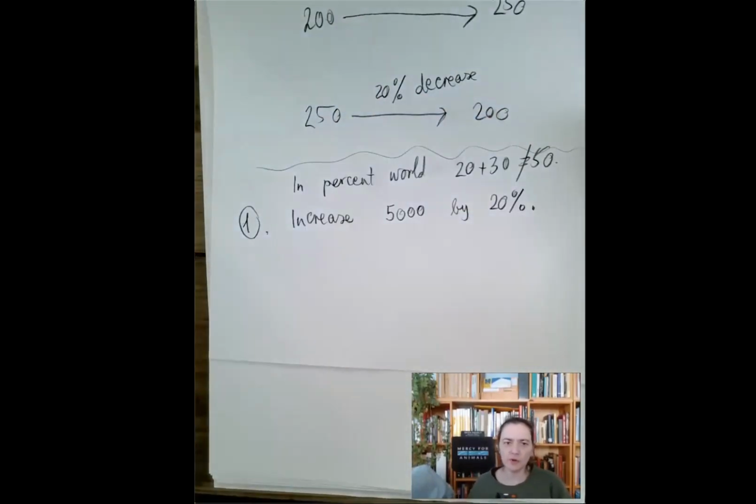So that has two parts. Find 20% of 5,000 and add to it, right? You do it. Increase 5,000 by 20%. That's a type 1, right?